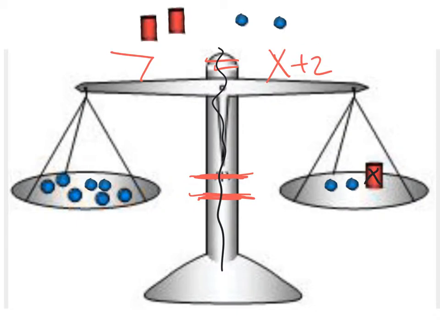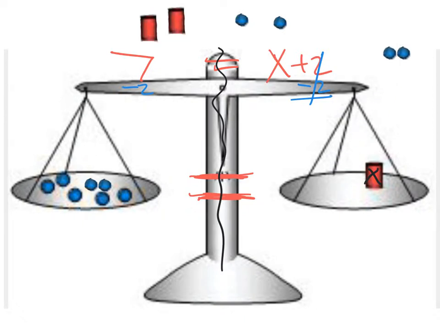I'm going to do the opposite. So what is the opposite of plus 2? It's minus 2. So I'm going to go minus 2 here. As long as I go minus 2 over here, it'll remain balanced, okay? So if I do a minus 2 here, it's going to be gone. It's just going to be x. Let me visually show you that I pull off both of those.